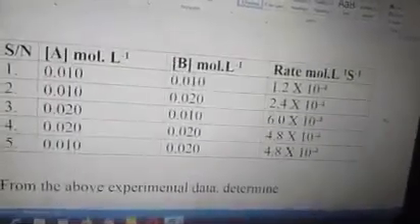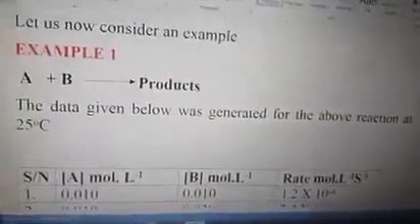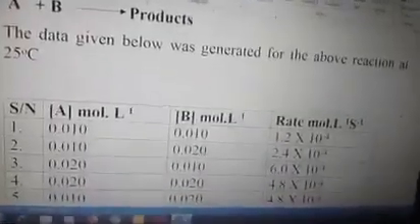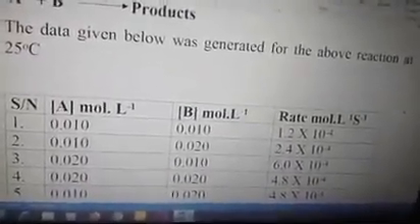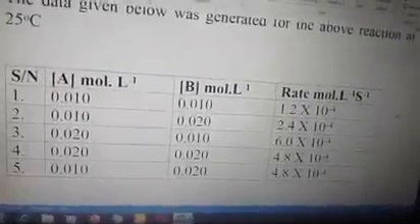Why do we use A and B? Because A and B not only appear as reactants, their concentrations are given on the table, unlike the previous example that was solved.